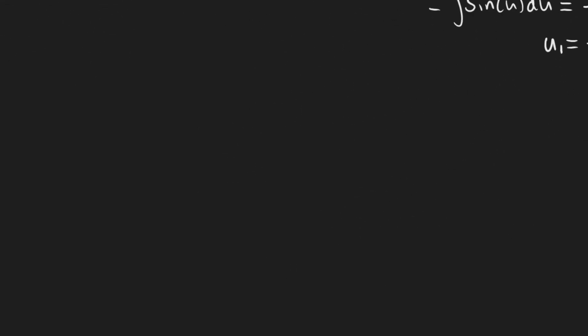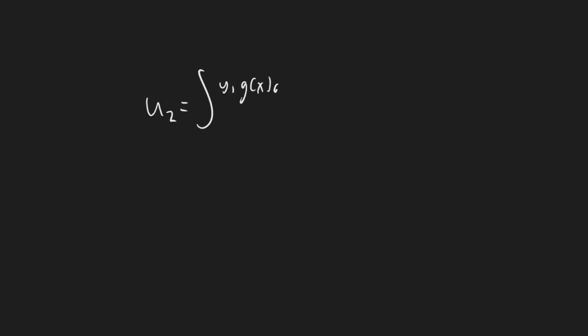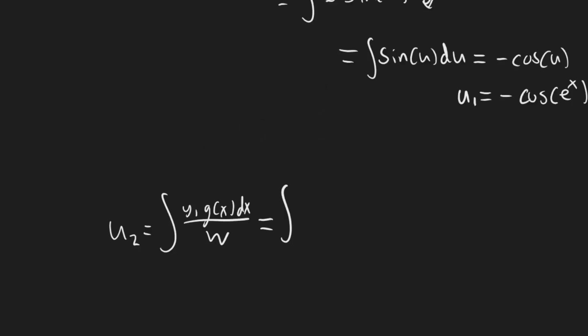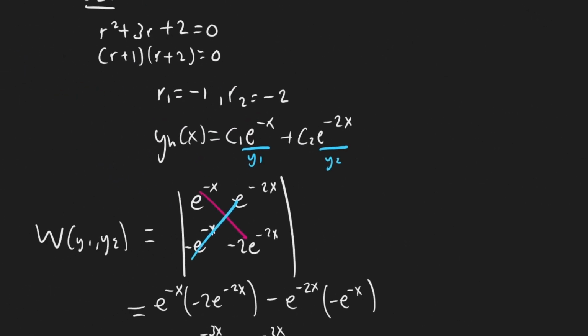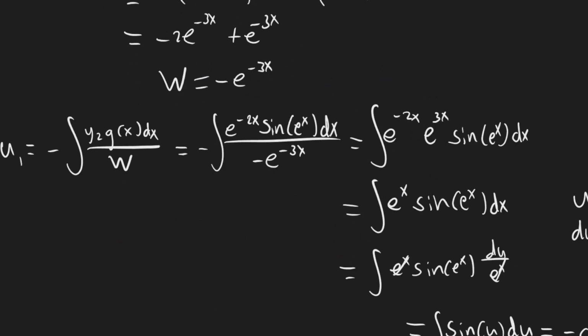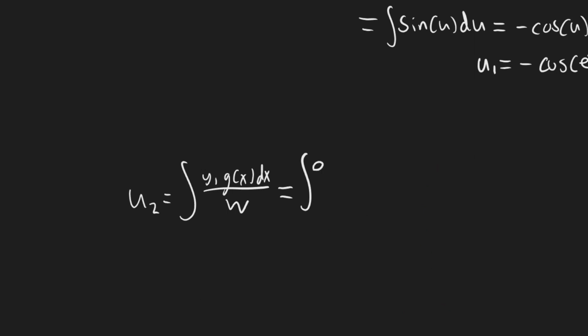And u2 follows a similar formula. We know that u2 is equal to the integral of y1 g of x dx, and that's still over the Wronskian. We defined y1 up above. y1 is just e to the negative x, and g of x is still that sine of e to the x. So this is the integral of e to the negative x times sine of e to the x times dx, all over the Wronskian, which if you remember is a negative e to the negative 3x.